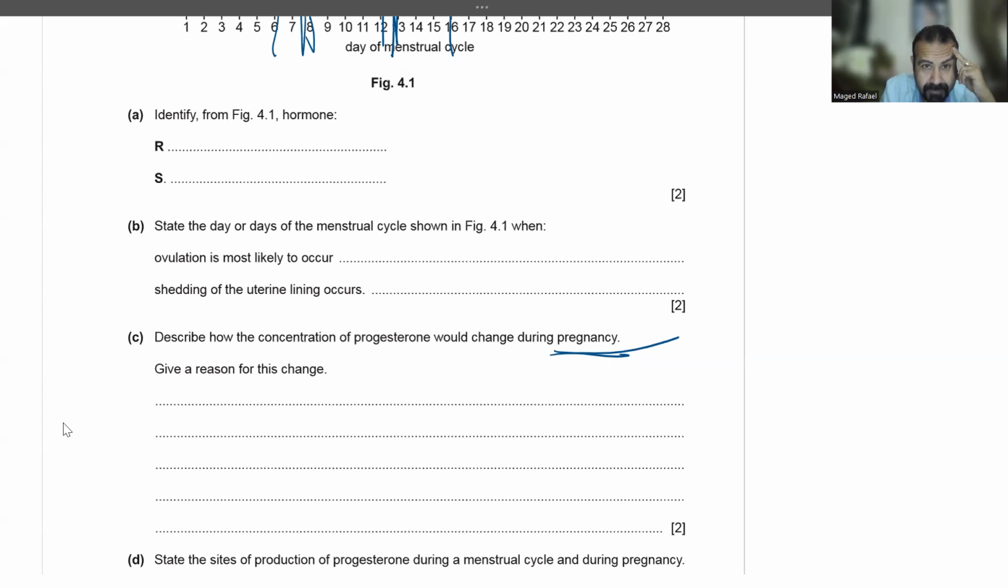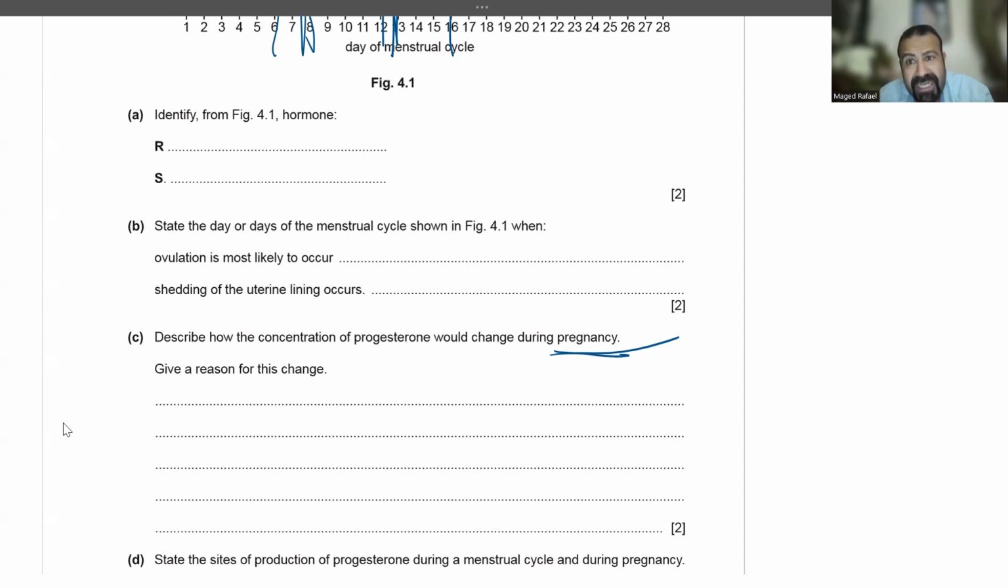Sir, but we're maintaining the lining, right? Yes, this is during the pregnancy. We are maintaining the uterine lining by the secretion of the estrogen and the progesterone from the placenta. So the concentration will increase. Then you can mention it will be constant during the pregnancy to maintain the uterine lining.